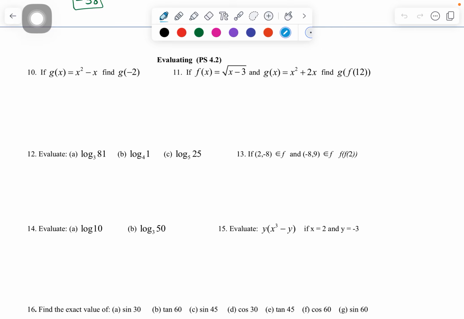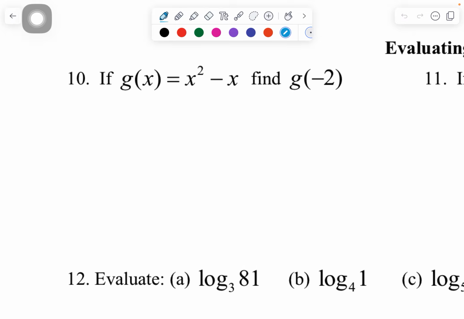All right, in this video, we're going to do indicator 4.2, which is all about evaluating. So question number 10 here. If g of x is equal to x squared minus x, find g of negative 2. So the idea is we're going to take negative 2 and put it in place of all the x's.